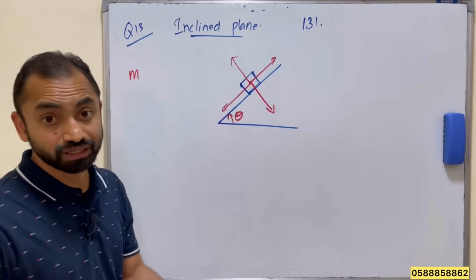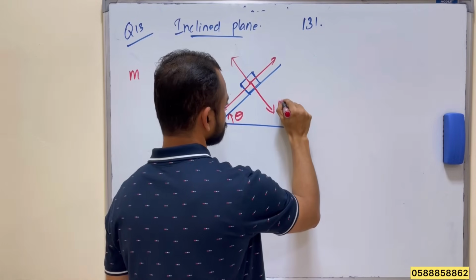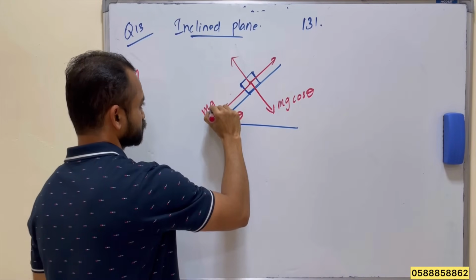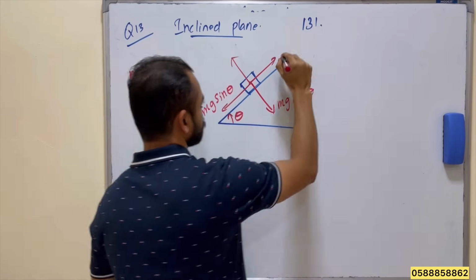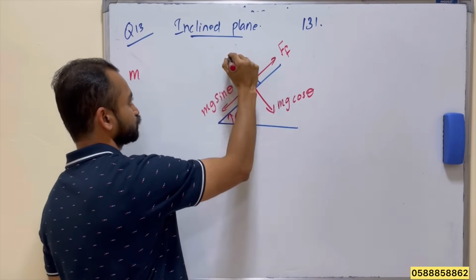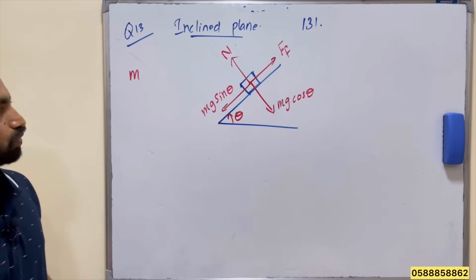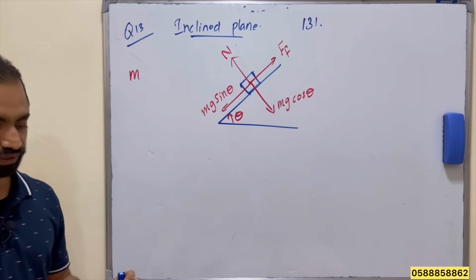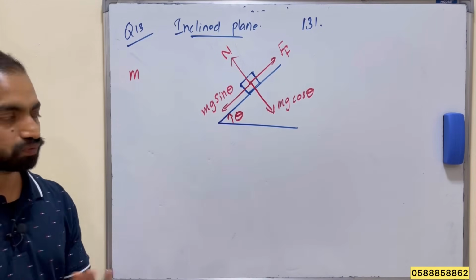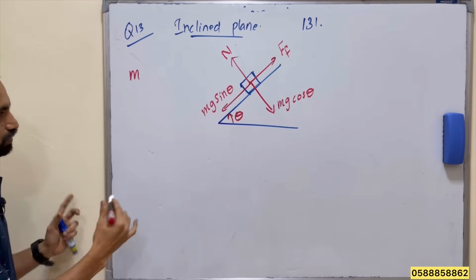Each arrow represents a force. What is this force? This is mg cos theta. This one is mg sin theta. This one is the force of friction. And this is the normal force, perpendicular to the surface, which is always the normal force. So this is all about the inclined plane. If you draw this, you will know everything about the inclined plane. So we will do the questions.